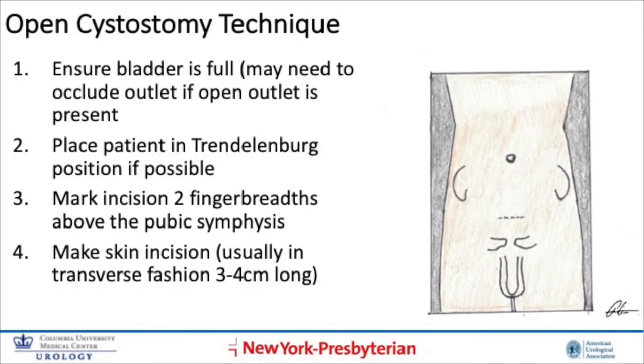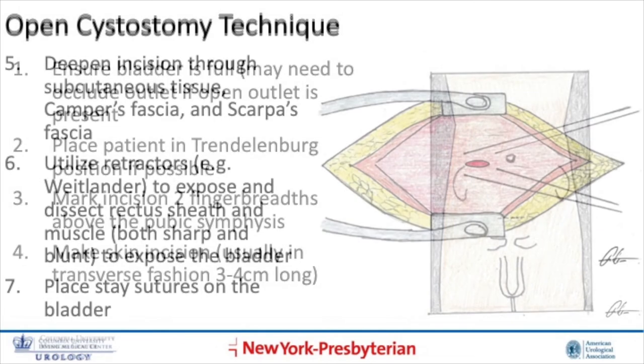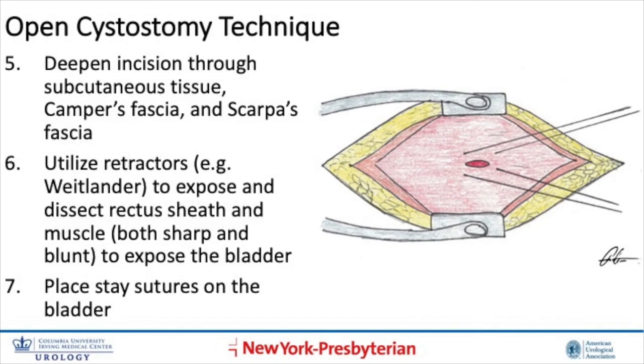The initial steps of the open cystostomy technique are outlined above. It is important to ensure that the bladder is full and the patient is in Trendelenburg position. Once you start, mark an incision 2 fingers above the pubic symphysis and make your skin incision. Afterwards, deepen the incision through the subcutaneous tissue and fascia, and utilize retractors to expose the rectus sheath and muscle and identify the bladder. Afterwards, place stay sutures to provide extra support.